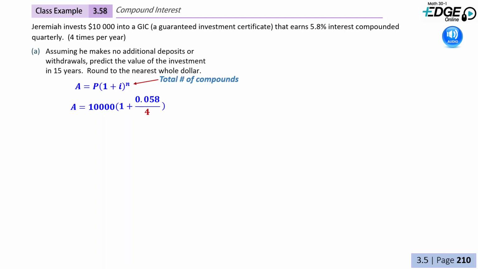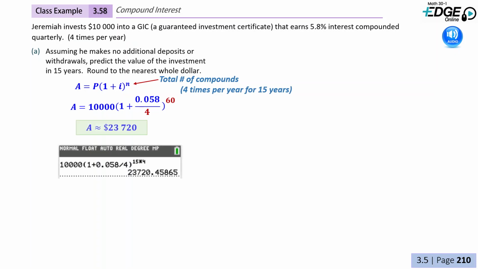Our N value is the total number of compounds. So 4 times per year for 15 years, which would be 4 times 15, so 60. So we get approximately 23,720.